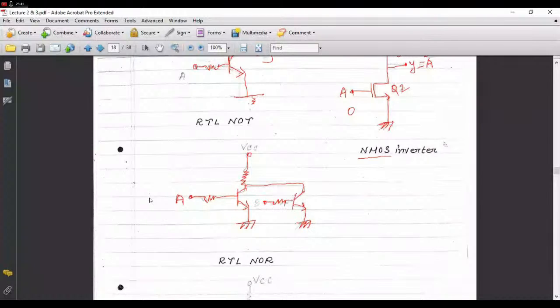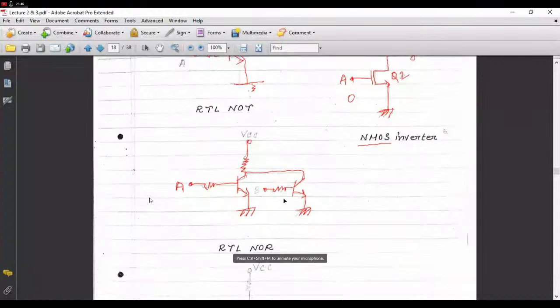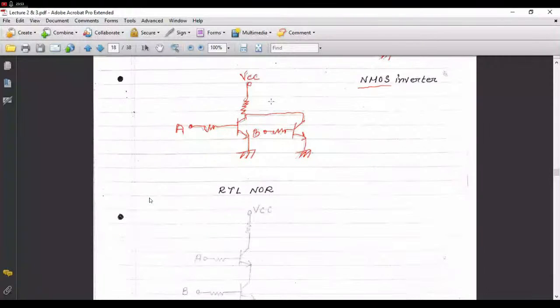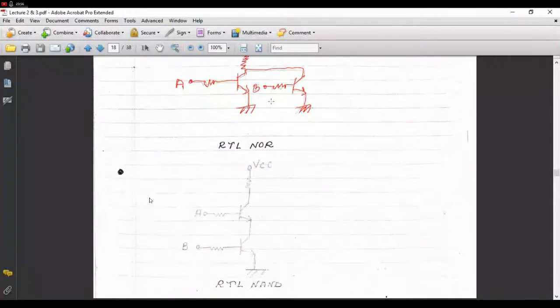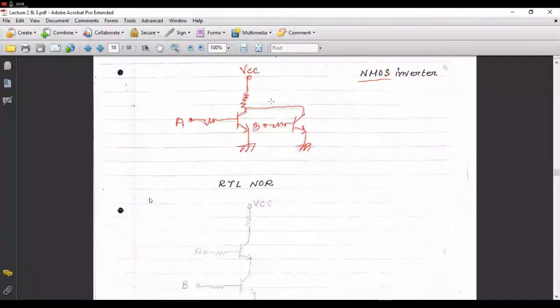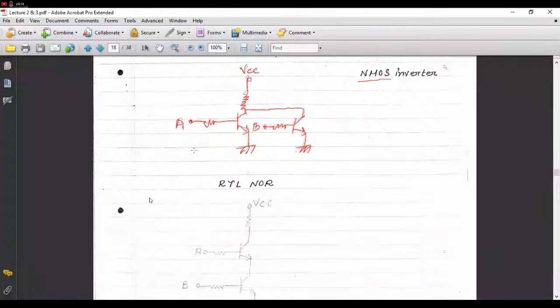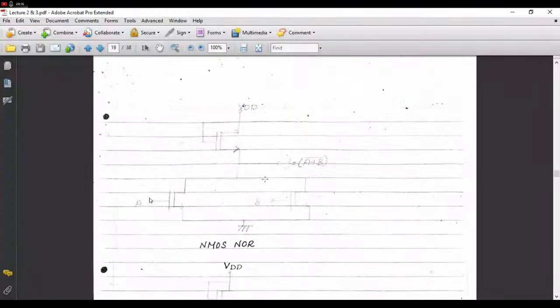So for 0, 0, what will we get? The 1. And for 1, 1, we are going to get 0, right? Visible. So look at this figure very, very carefully. We have a resistor over here, and these are the inputs. So let's check out, sorry. Let's check out the NMOS NOR.